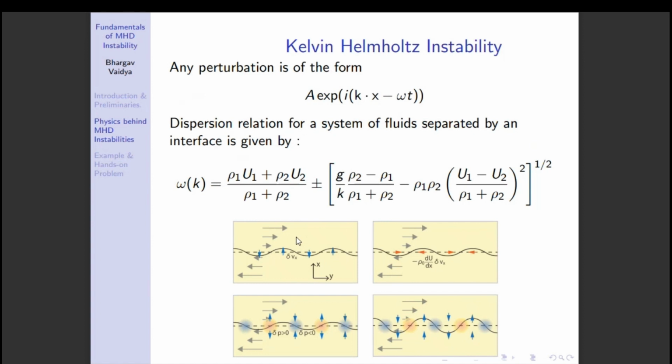In general, you can also include gravity, which is acting downwards. So essentially, it's a very generic system of two layers separated by an interface, and you have rho1, rho2, u1, u2 as velocity fields. You have gravity acting along the negative direction. Now, if I consider the system, this is pure hydrodynamics. I've not included magnetic fields here.